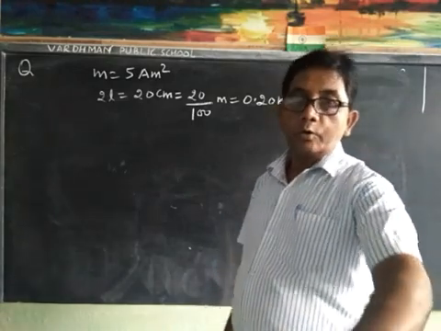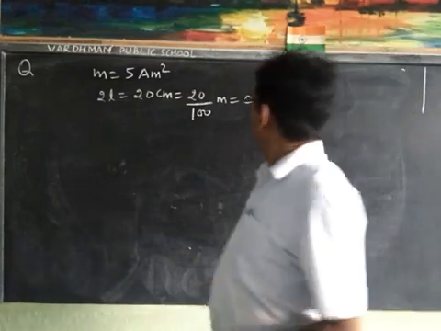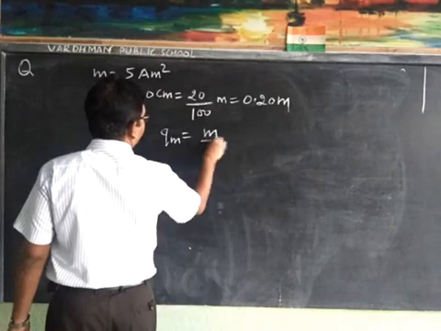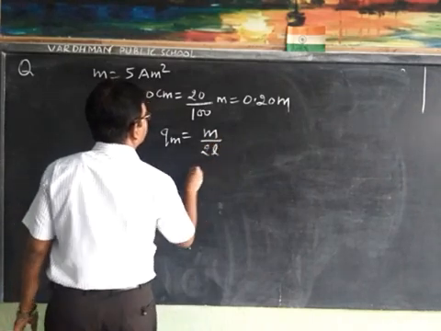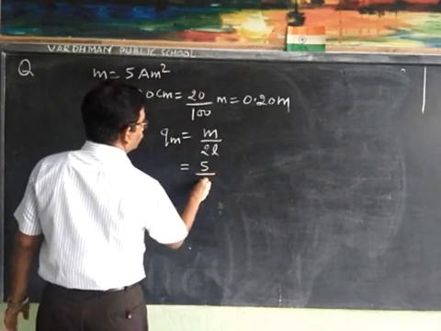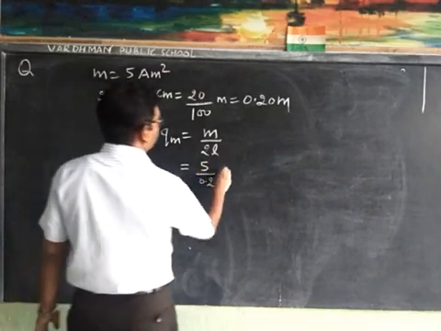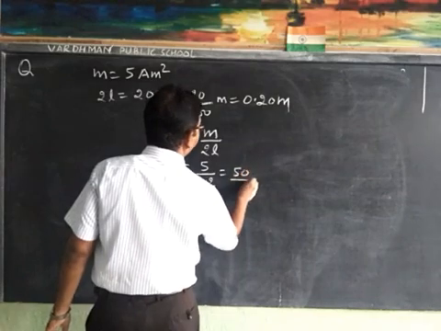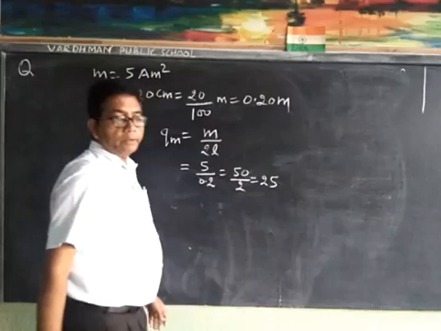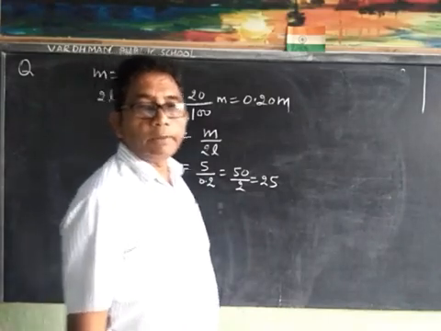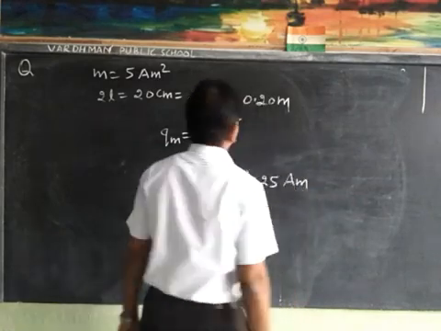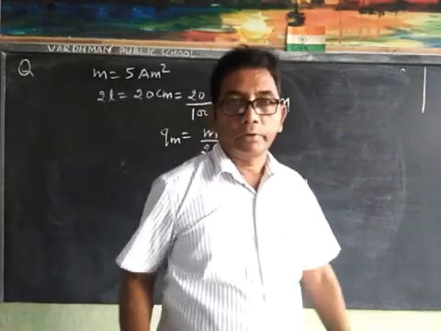We know Qm is equal to m upon 2L. That is 5 upon 0.2, that is 50 upon 2, that is 25 ampere meter.